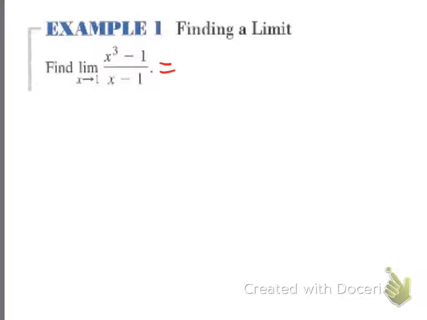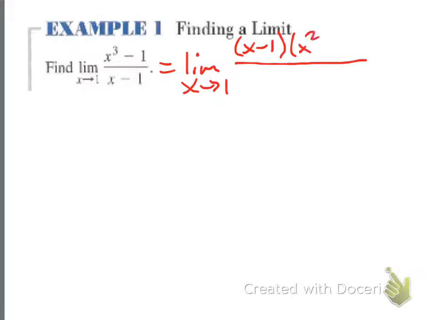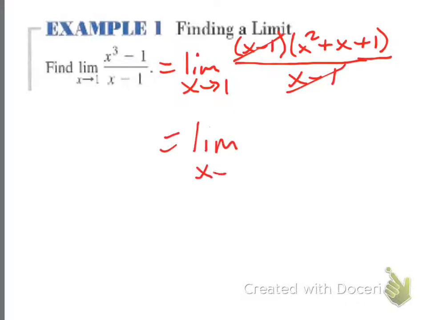Well, let's see. So I have the limit as x approaches 1. Now, x cubed minus 1, that's a difference of cubes. I'm sure you all remember how to factor a difference of cubes. So I'll just write this here. Okay, so I factor the top. What happens? The x minus 1's cancel out. So I have the limit as x approaches 1 of x squared plus x plus 1. Okay, now it's safe to plug in 1. So our limit is 3.